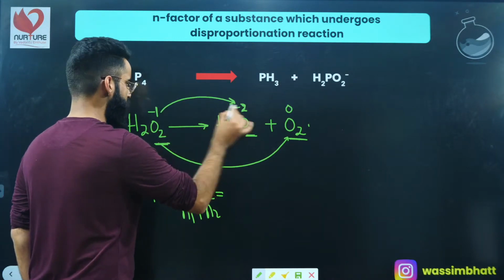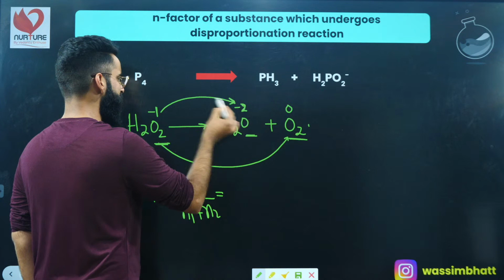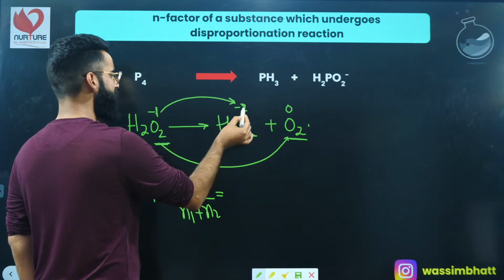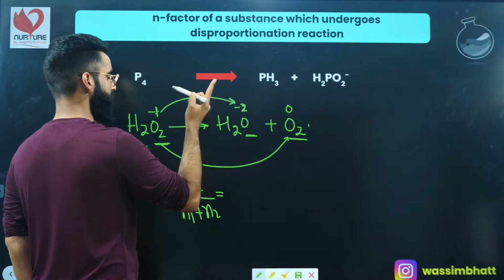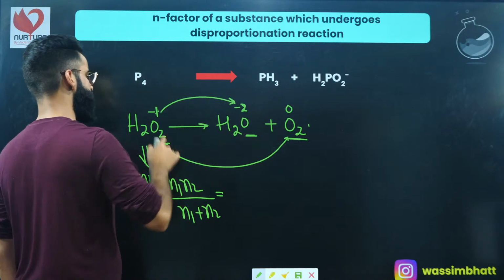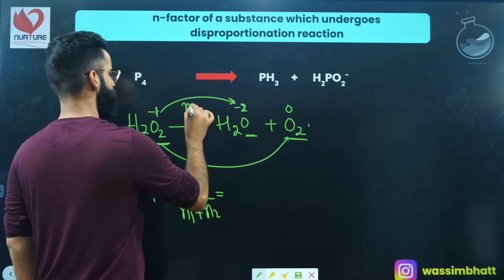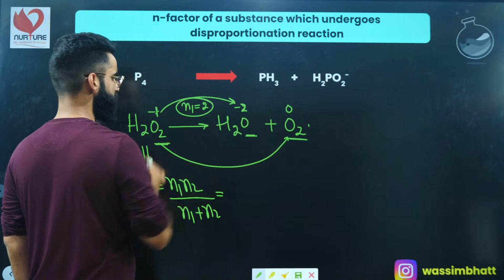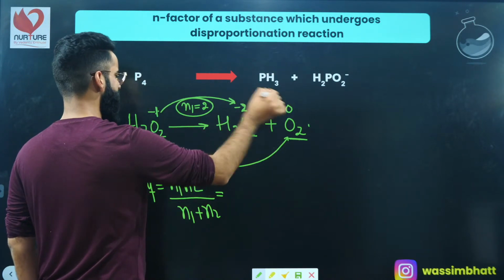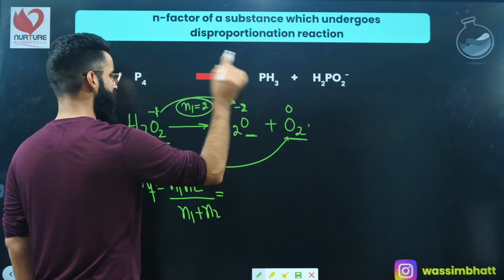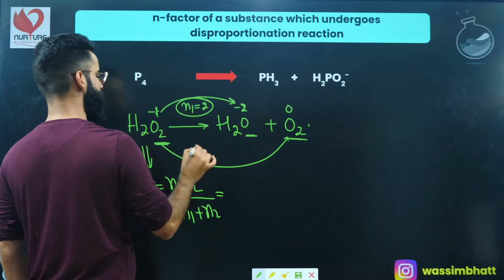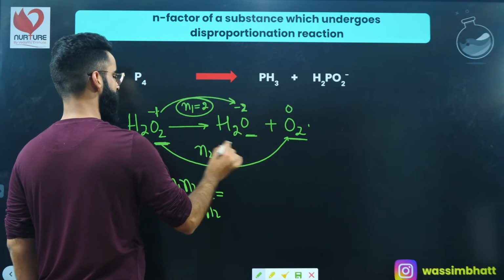-1 to -2. What is the change? Final minus initial, right? The value comes out to be 1. 1 is the change in the oxidation state for one atom of oxygen, but I have 2. So for 2 atoms of oxygen, N1 value comes out to be 2. -1 to 0. Final minus initial. The value comes out to be 1. 1 is the change in the oxidation state for one atom of oxygen, but I have 2. So for 2 atoms, N2 value is 2.